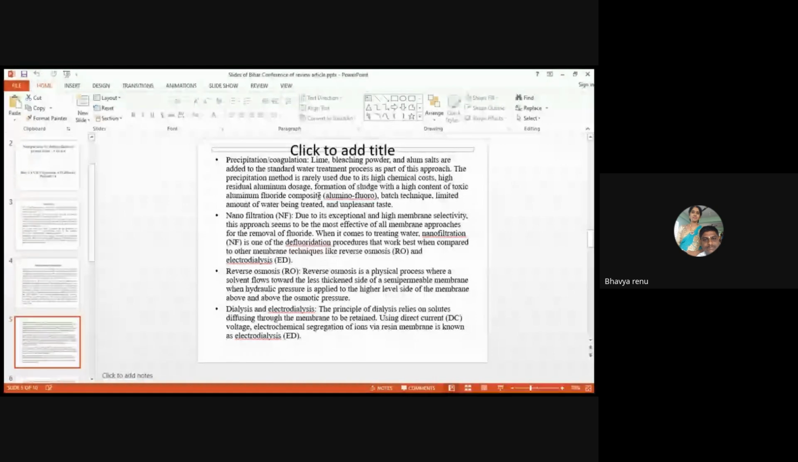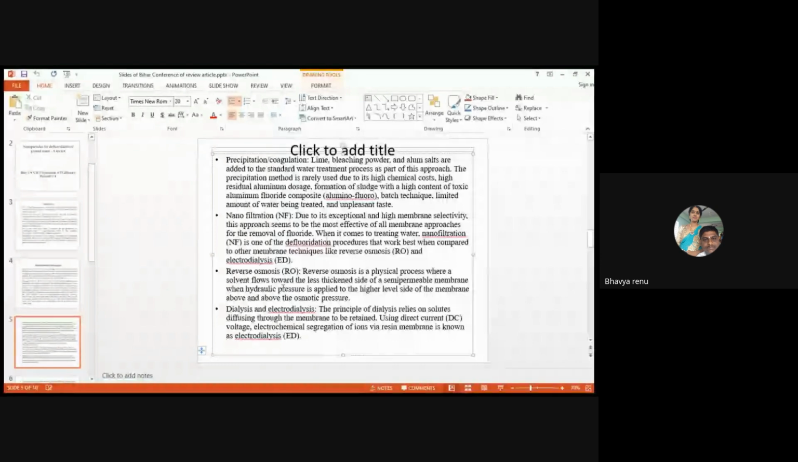And nanofiltration, due to its exceptional and high membrane selectivity, seems to be the most effective of all membrane approaches for the removal of fluoride. When it comes to treating water, nanofiltration is one of the defluoridation procedures that works well when compared to other membrane techniques like reverse osmosis and electrodialysis.